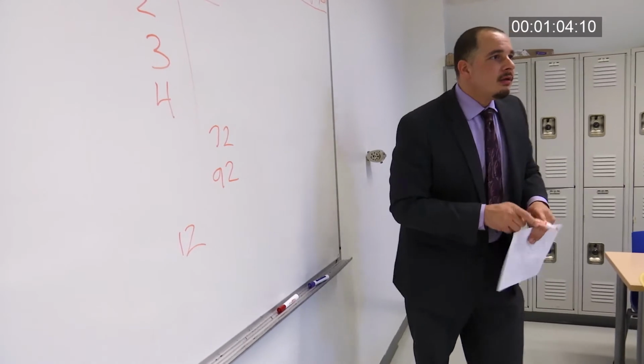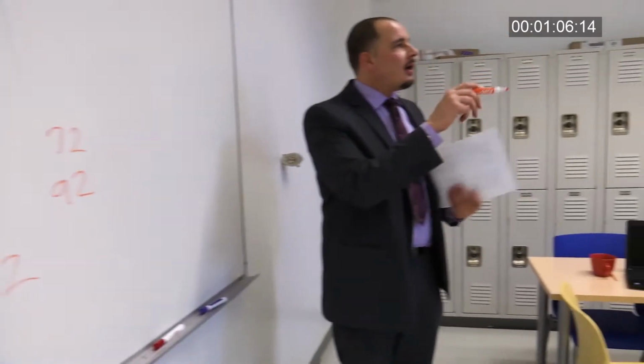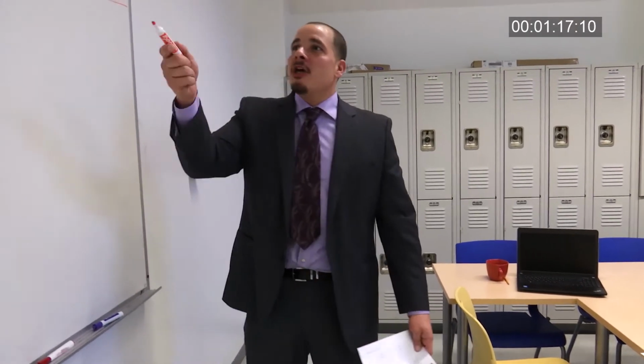Times 2, then plus 1. Times 2, then plus 1, right? And the difference is 2 operations. Great. I love how you said operations, okay? So we have to do those 2 things now. We have to multiply, and then we're gonna add 1, all right?